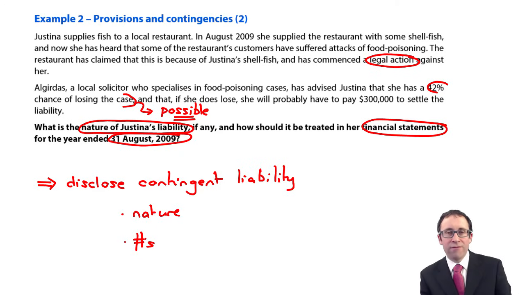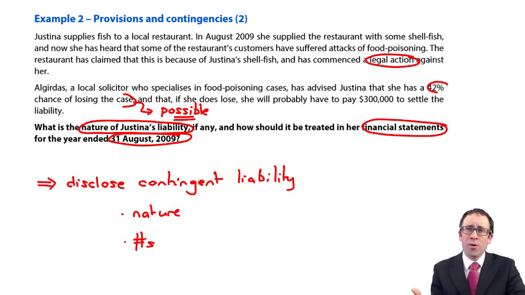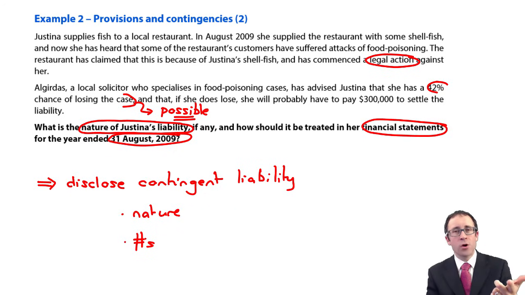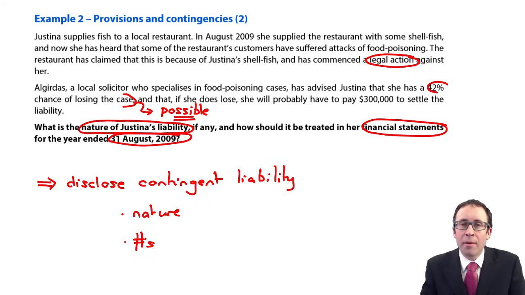Okay. If that percentage decreased further and it got to 5-10%, then that would be remote, and therefore we wouldn't be too worried about it. Okay, that's not even possible. That's so remote that we would do nothing at all. No recording of a provision, no disclosure, and nothing else at all. Okay, so there we go. That's just a couple of examples about provisions and contingencies.